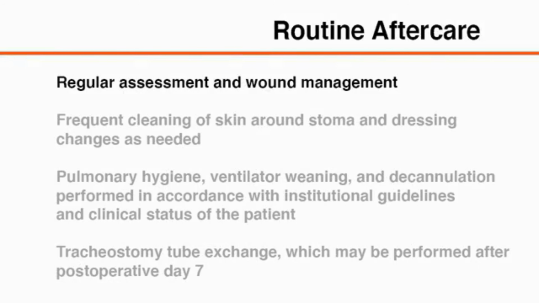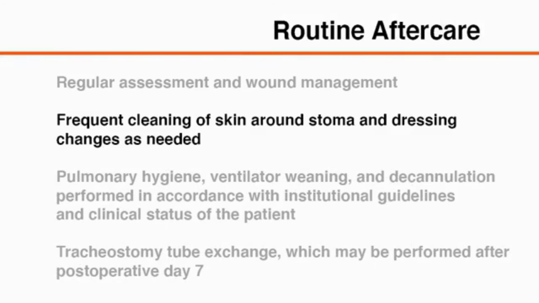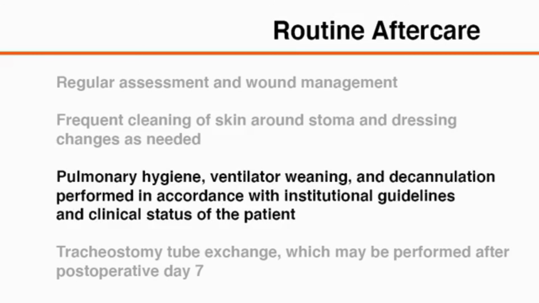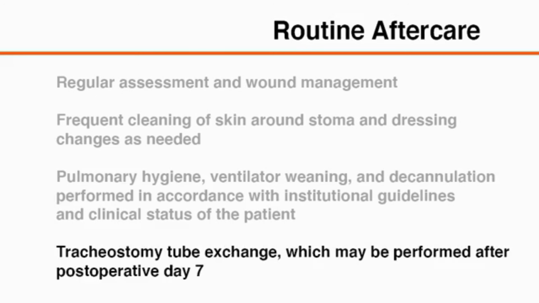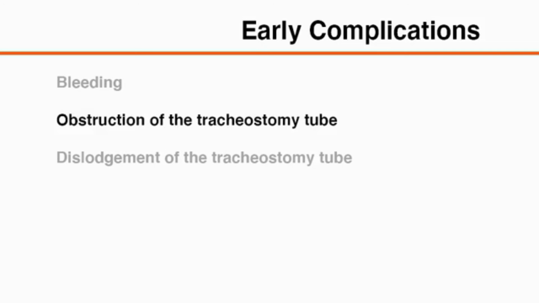In the immediate postoperative period, the tracheal stoma requires regular assessment and wound management, including frequent cleaning and dressing changes. Pulmonary hygiene, ventilator weaning, and decannulation should follow institutional guidelines and patient status. Stoma maturation occurs after about 7 days, after which the tube may be exchanged or downsized as needed. Early complications include bleeding, obstruction, and tube dislodgement.